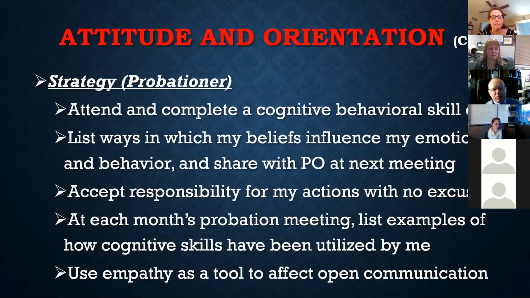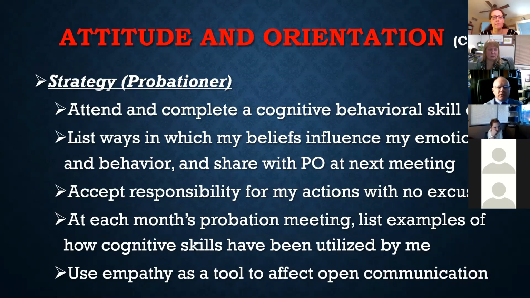Here's the probationary strategy. It's going to be attend and complete a cognitive behavior skills class, list ways in which my beliefs influence my emotions and behavior and share with PO at next meeting, accept responsibility for my actions with no excuses. At each month's probation meeting, list examples of how cognitive skills have been utilized by me. Again, with each visit you're building upon the whole cognitive skill approach. And use empathy as a tool to affect open communication.